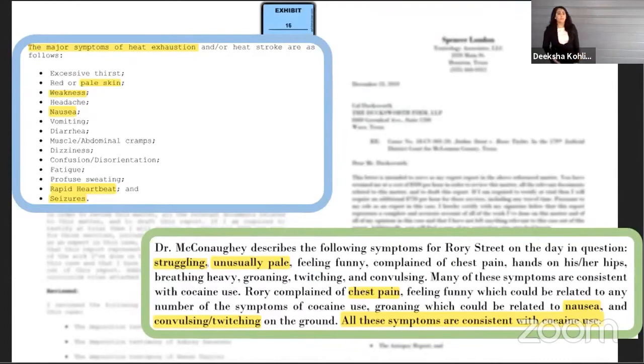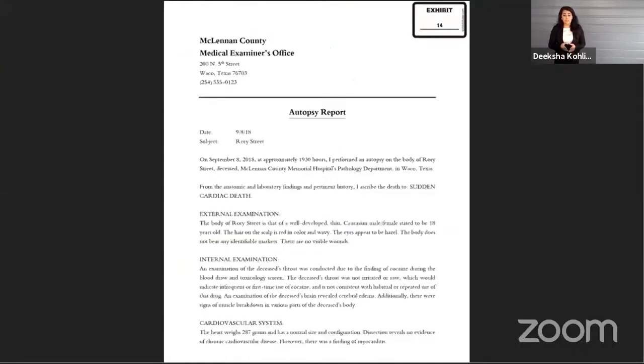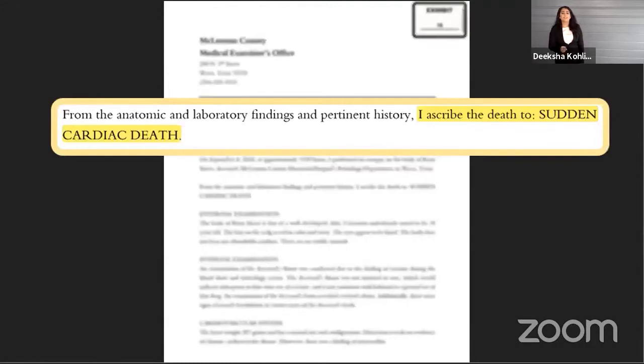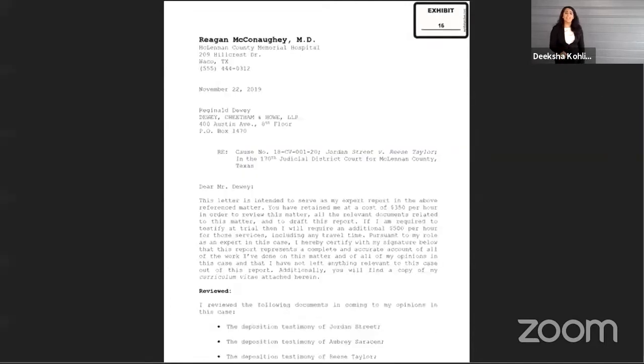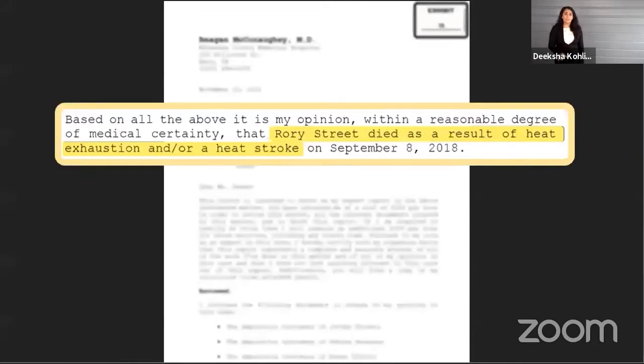The only other element we had to prove was causation. Exhibit 14. The autopsy says Rory died from cardiac arrest. Exhibit 16. Dr. McConaughey says that Rory's cardiac arrest was caused by heat stroke. When a person's body overheats so much, their heart just gives out.